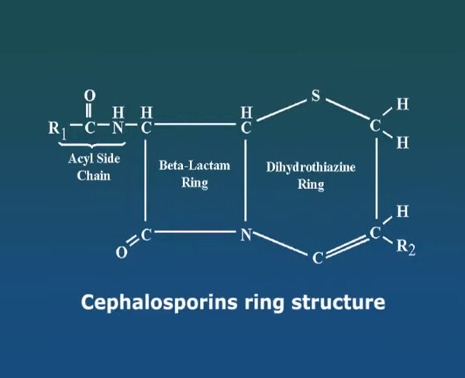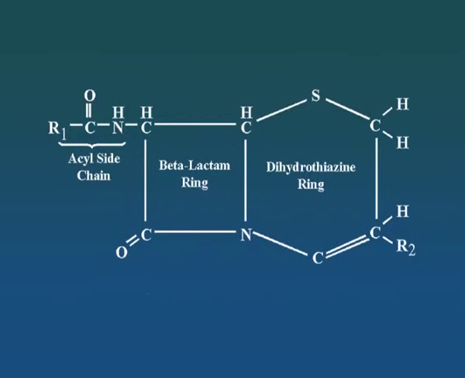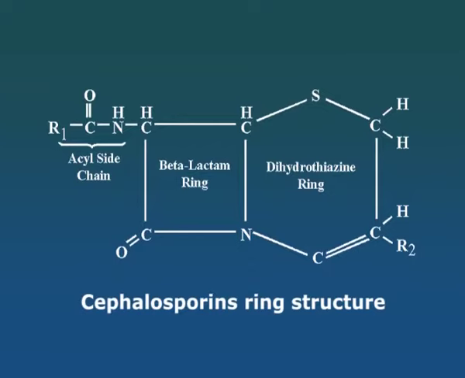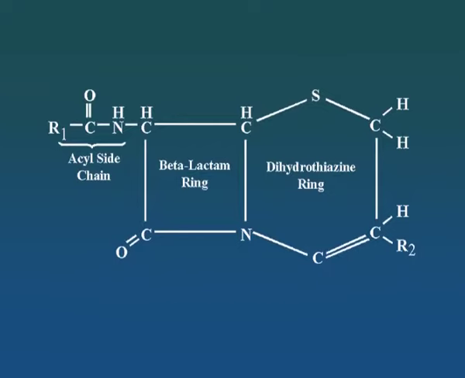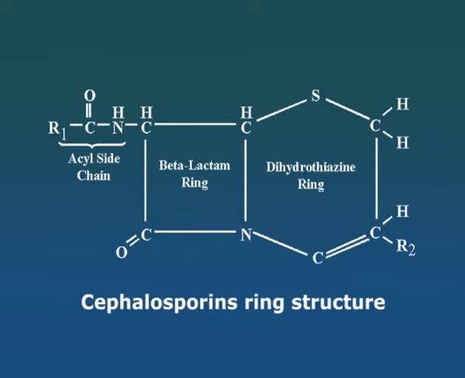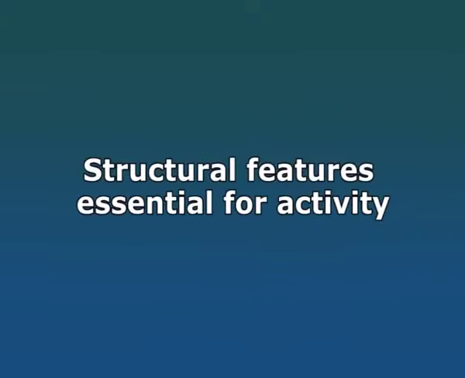Now let us study about cephalosporins. Cephalosporins were the second major group of beta-lactam antibiotics to be discovered. Cephalosporins contain a beta-lactam ring like the penicillins, the main difference being that while the latter contains a 5-membered thiazolidine ring, cephalosporins have a 6-membered dihydrothiazine ring. Their mode of action against bacteria is essentially the same as that of penicillins. Structural features essential for activity.